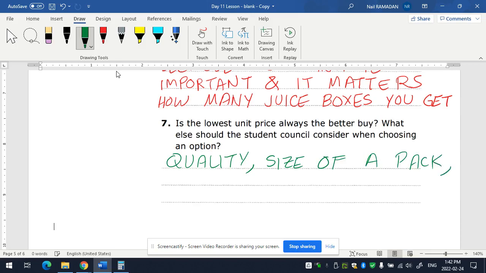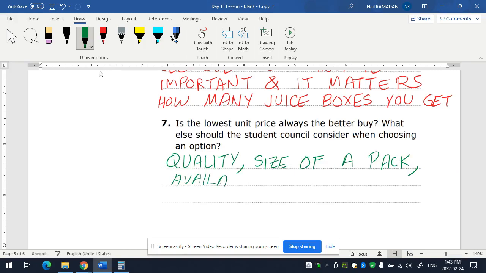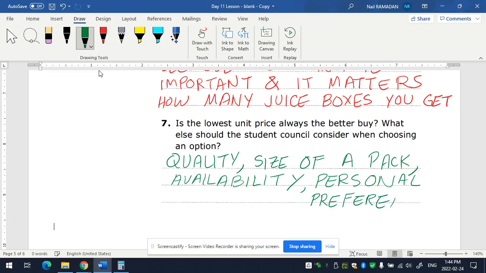What else is there? Quality, size of a pack, availability. Let's just write availability, which could be interpreted 10 different ways. Personal preference. Thank you. Yes, personal preference. Maybe more people prefer a certain kind of juice that actually comes at a higher price, but it's just more popular. Preference. Actually, very true.